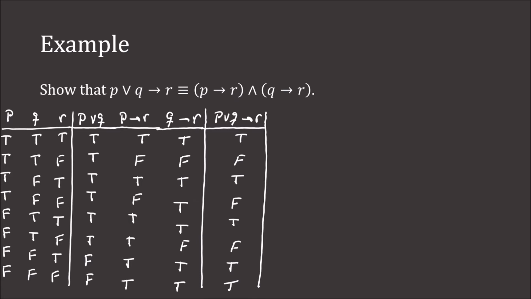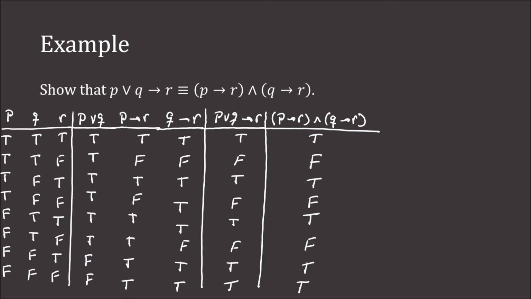Finally, let's create a column for the right-hand side, P implies R and Q implies R. Here we're looking at a conjunction between column 5 and column 6. Remember, conjunction is true only when both statements are true. So the first row would be true, the third row would be true, the fifth row would be true, and then the seventh and eighth rows are both true. Every other row would be false.